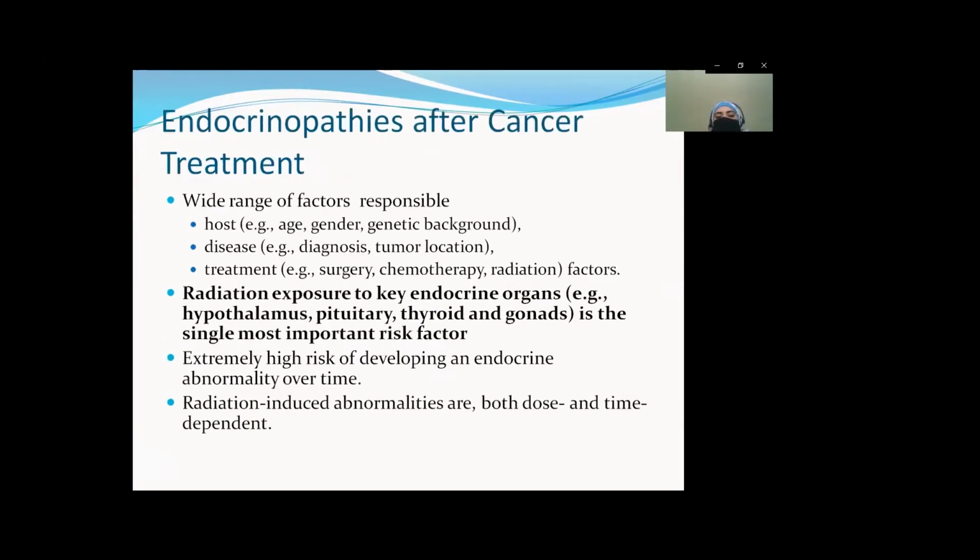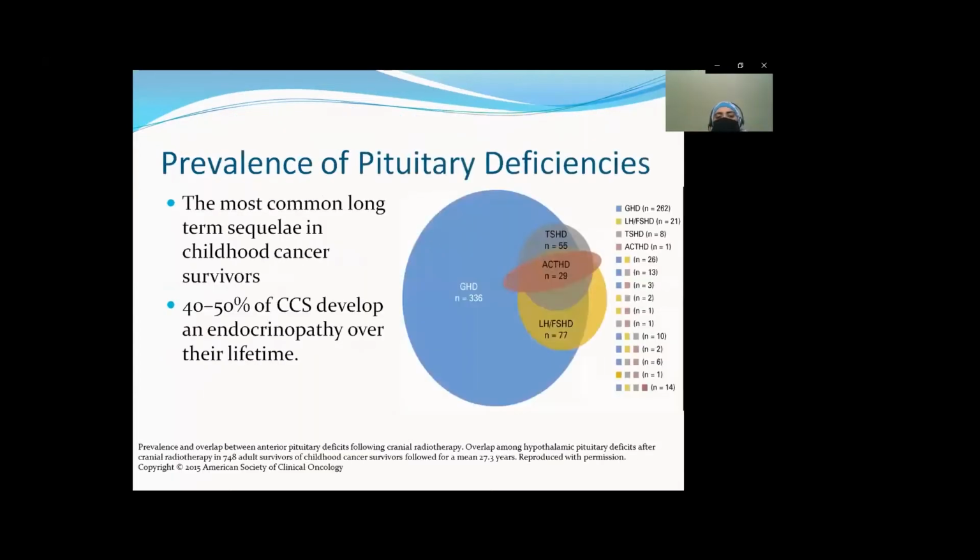Of course, there are many reasons for developing hormone abnormalities, like a patient's own genetic susceptibility, the type and location of the primary disease, and last but not the least, the treatment modalities. And of those, radiation exposure to endocrine organs continues to be the single most important risk factor to develop these hormone problems. The hormone problems because of radiation are both dose and time dependent, which means that the higher the radiation dose and the longer the time since treatment, the higher the risk of developing these hormone abnormalities.